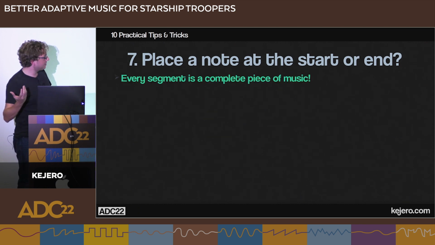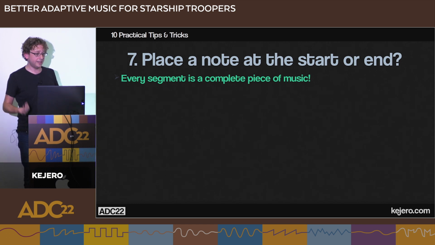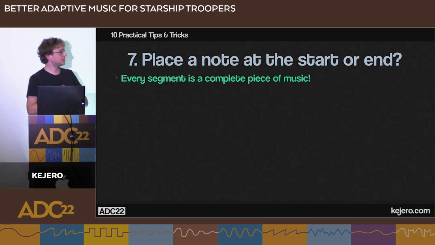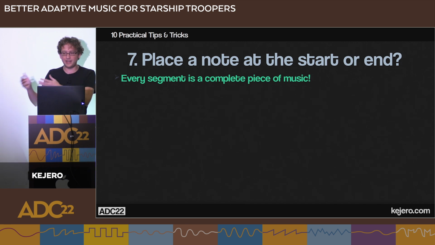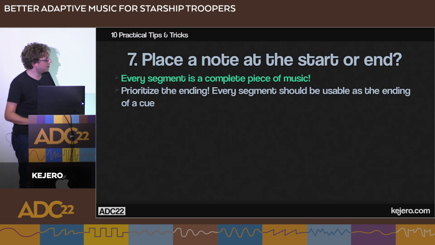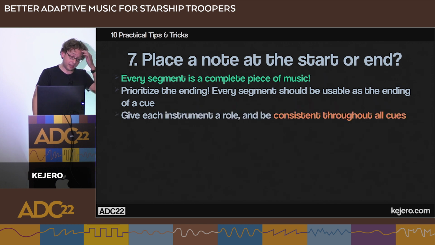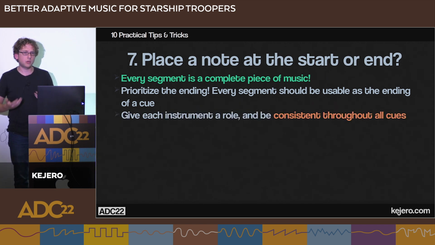I think of every segment as a complete piece of music with a beginning and an ending. And ideally, every segment can start a piece of music and it can also end it. If you cannot do both, prioritize the ending. It's much more important than starting off in a good way. The most important decision you have to make there is where do you place a note? And you have to ask that question for every single instrument in the orchestra.